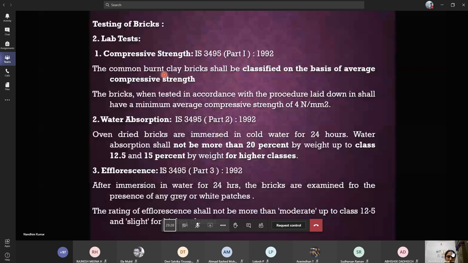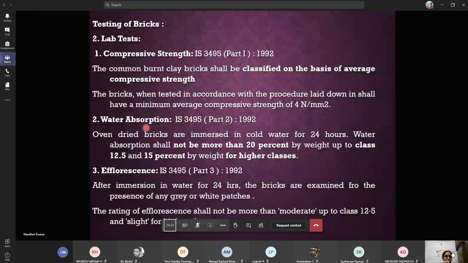The common burnt clay bricks shall be classified on the basis of average compressive strength. The bricks, when tested in accordance with the procedure laid down, shall have a minimum average compressive strength of 4 Newton per mm square. That is going to be your minimum compressive strength. If it is less than that, then that brick will not be considered.